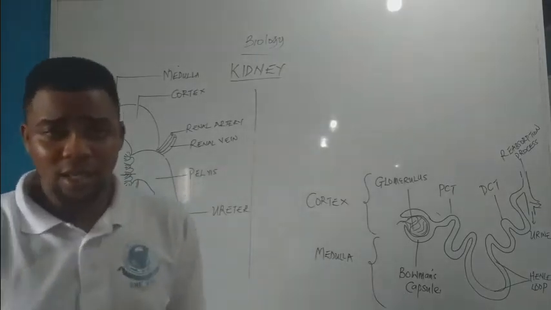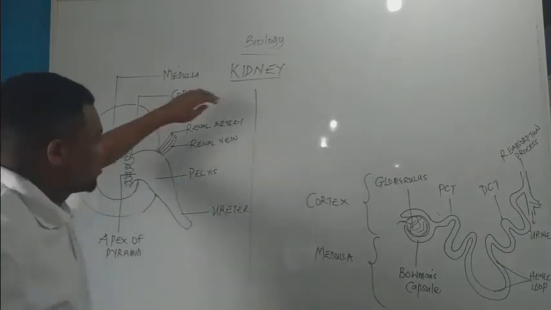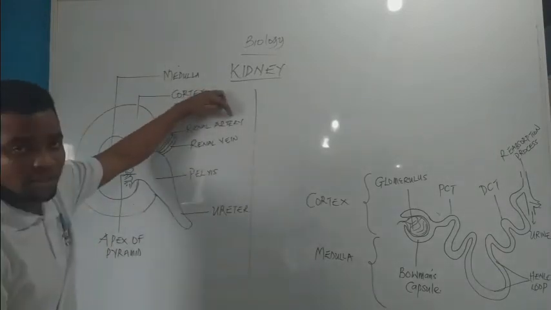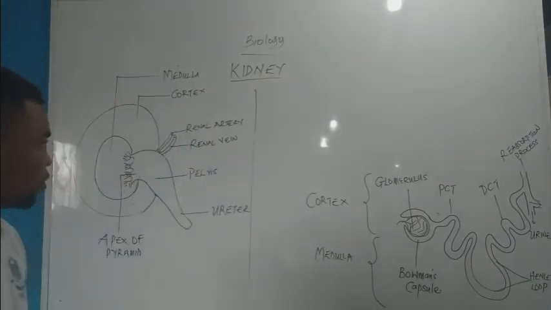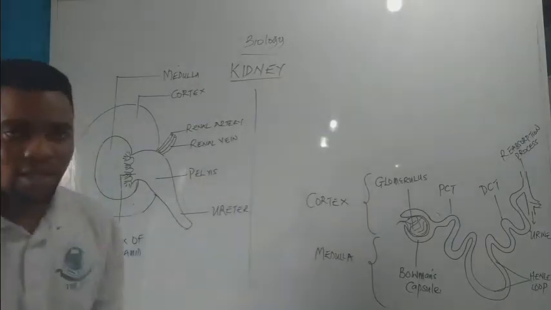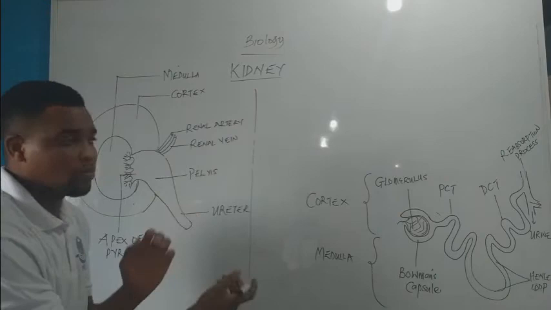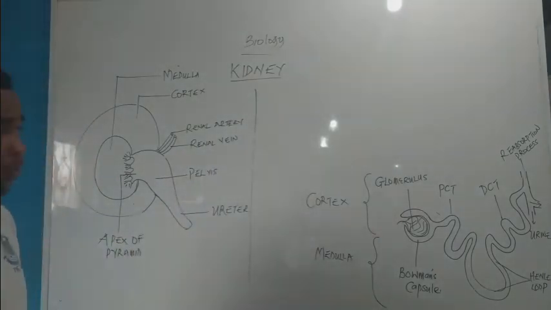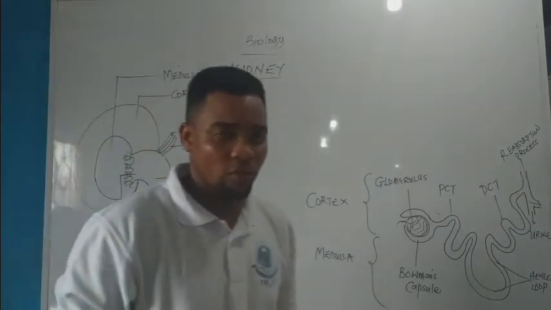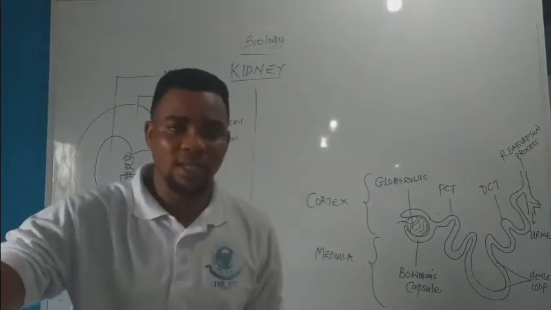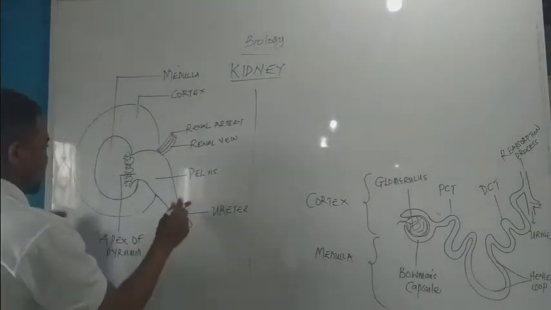Now, the kidney is also subdivided into two various portions. The first one is the renal artery, and the second one is the renal vein. According to blood circulation, the renal artery collects the impure blood from the body and takes it to the glomerulus, while the renal vein collects the blood from the kidney after being reabsorbed and recycled and takes it back to the body from the kidney.